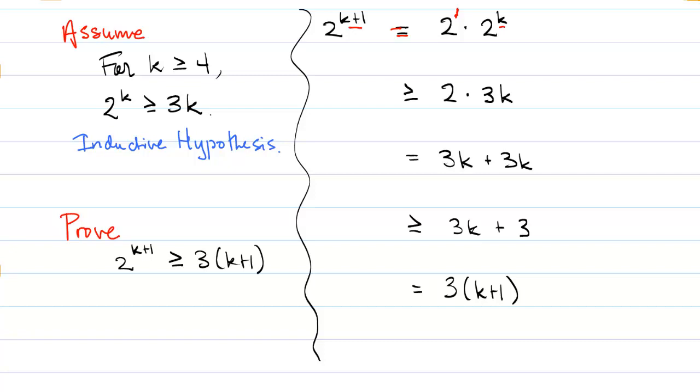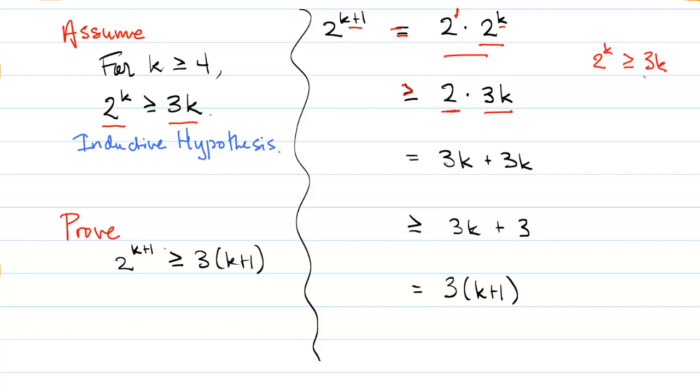The next step is where the inductive hypothesis is applied. The inductive hypothesis says that 2 to the k is greater than or equal to 3k. So we can replace 2 to the k in this expression by 3 times k, and the resulting expression is less than or equal to the previous one. It's important here that the coefficient 2 is positive.